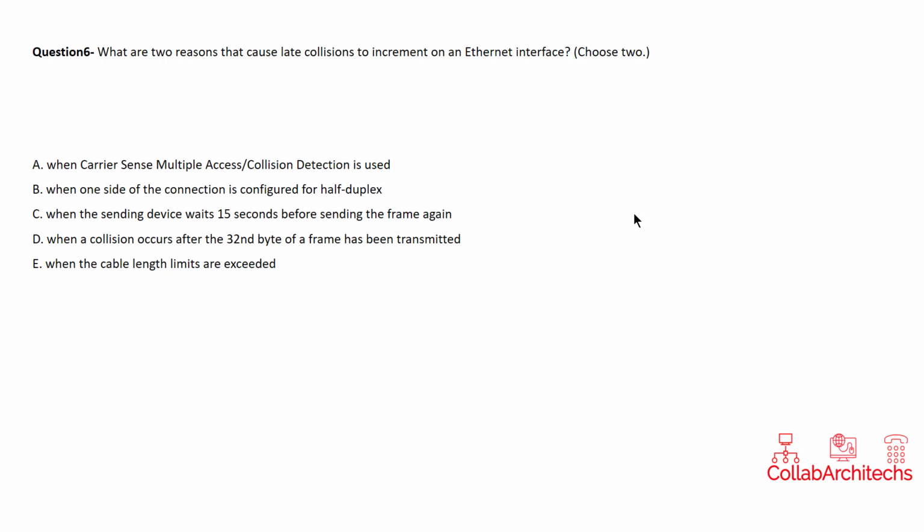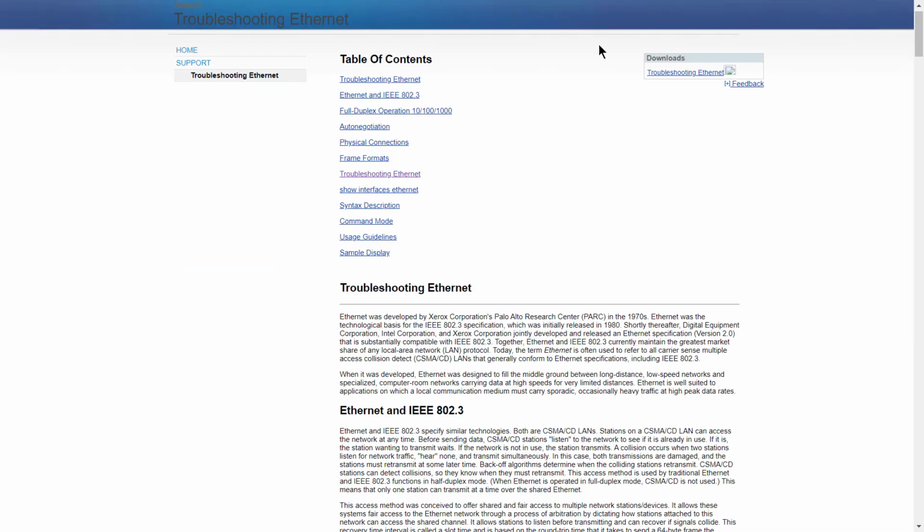So this question is asking what are the two reasons that can cause the late collision on the Ethernet interface. So let's explore the Cisco documentation on this. This is one of the Cisco documentation for troubleshooting Ethernet. I have shared the URL or link of this in my channel. Explore it more if you want.